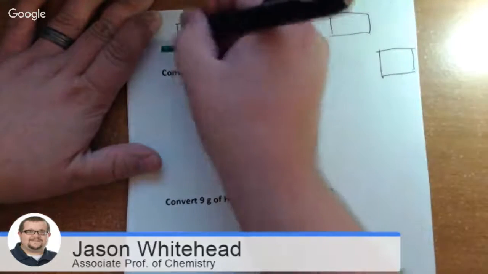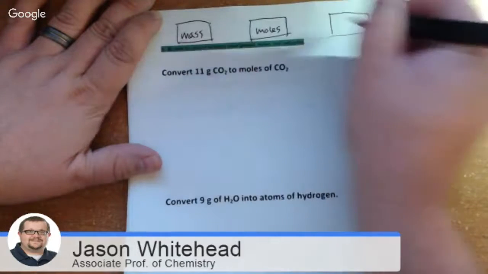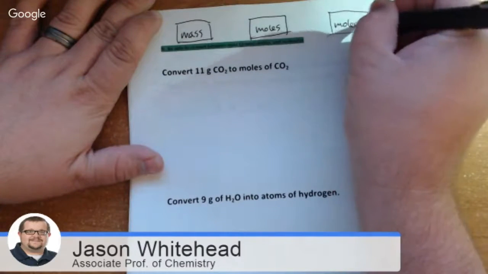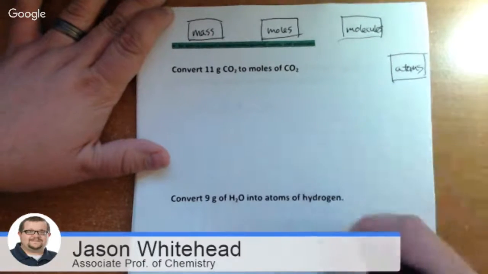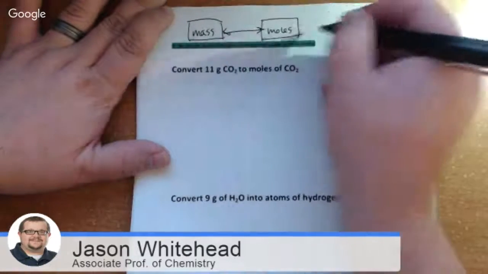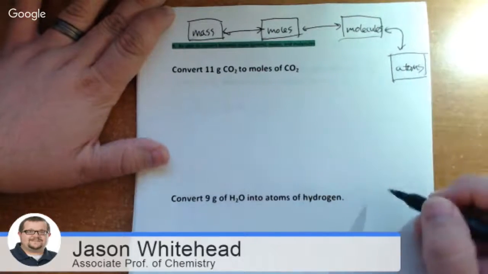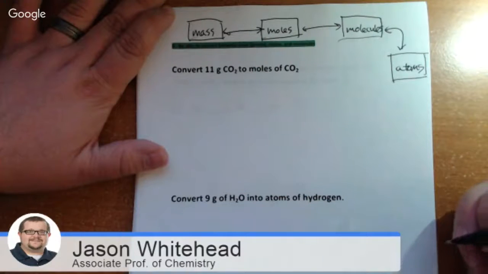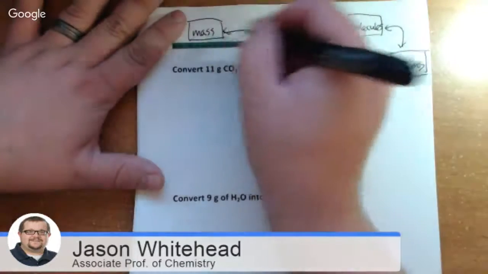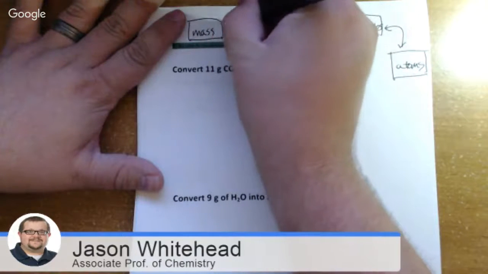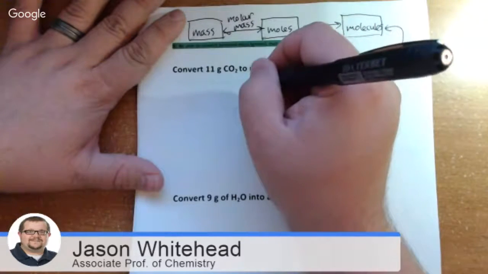Where we have mass, moles, molecules, and atoms. Okay. The reason this is so good to memorize is because it tells you how many parentheses you need in your conversion. It also tells you what conversion factor you're going to need to move from mass to moles. You need the molar mass. So if you get a tattoo for this exam, this is it.